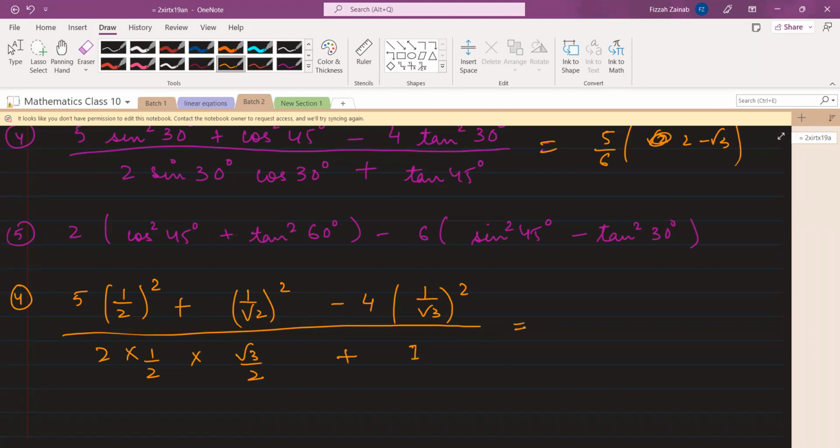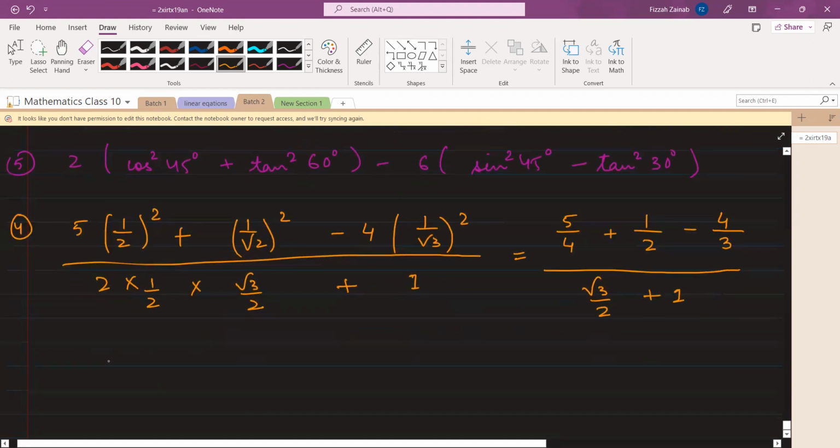Now it will become 5 divided by 2 into 2, 4, plus 1 upon under root 2 into under root 2 will become 2, minus 4, because 1 square is 1, so it will be 4 upon root 3 into root 3 will become 3, right? Yes, ma'am. Divided by, this 2 cancels out, so it is only under root 3 by 2 and plus 1. So far, correct?